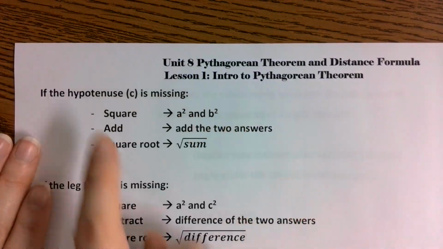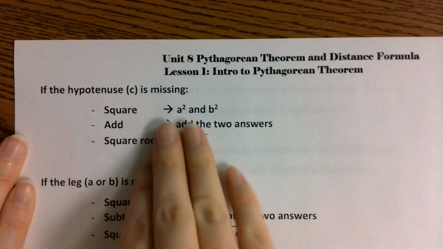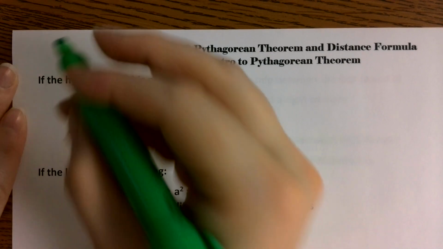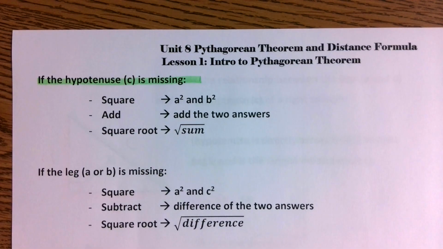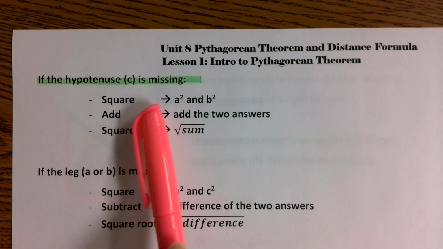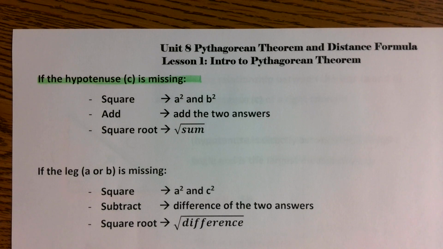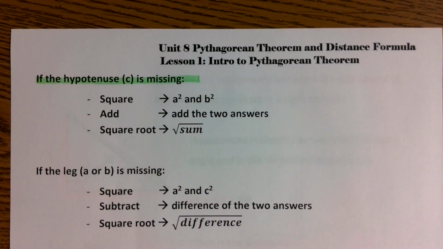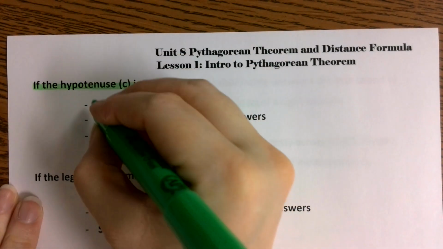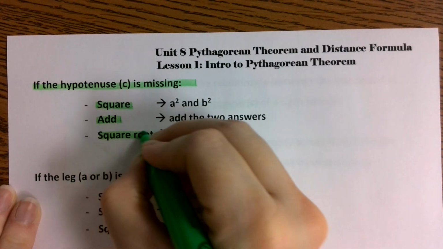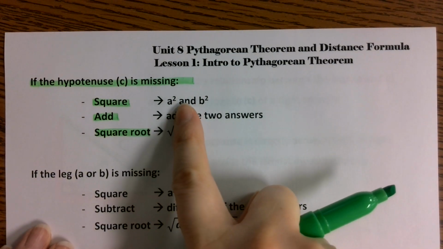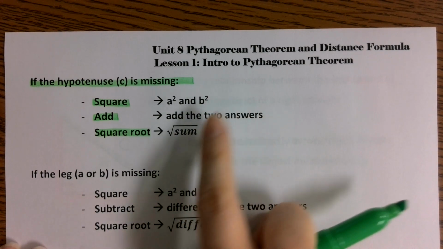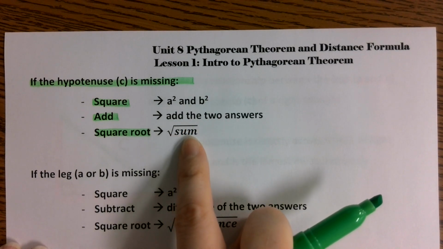I'm just giving you guys the breakdown of what to do. If your hypotenuse, if the value C happens to be missing, then these are the steps that you're going to perform. You're going to square, then you're going to add, and then you're going to square root. Those are your steps if your hypotenuse is missing. What it means is that you do A squared and you do B squared. Then you add those two squared answers together, and then you take the square root of that sum. That's all that you're doing.